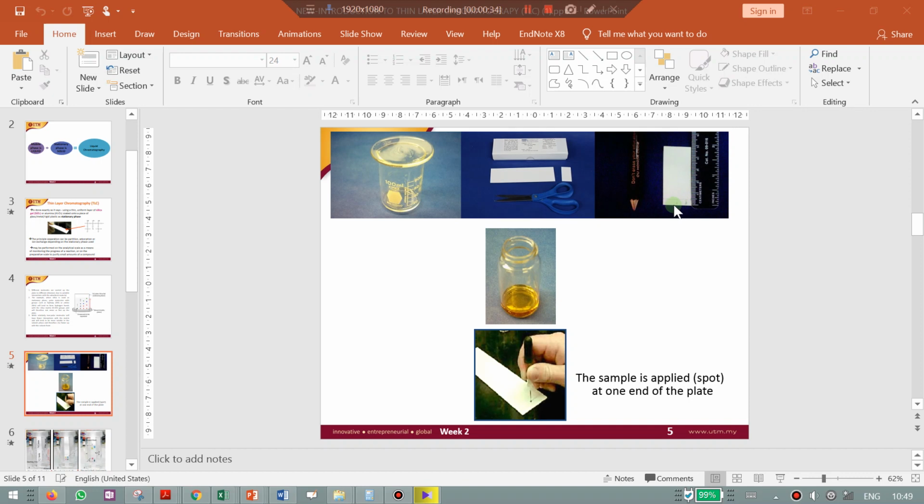You have your second sample. You have the first sample. Here you have the second sample. Then the sample is applied at one end of the plate. Okay, in my experience, in my style, I put the standard on the left side, and then I put my sample on the right side.